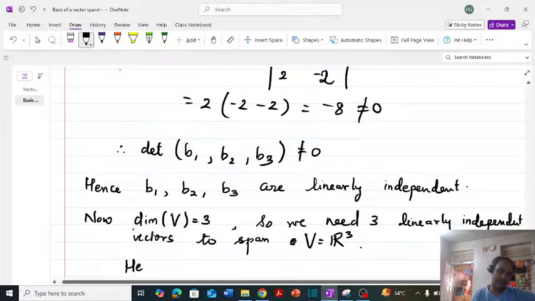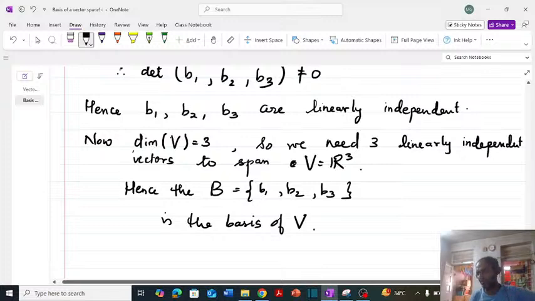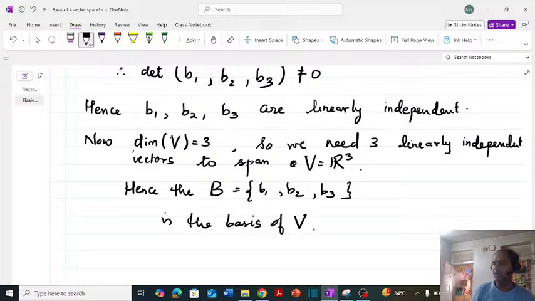Hence the given vectors, B equal to b1, b2, b3, is a basis of V. This is what you need to write in the exam.